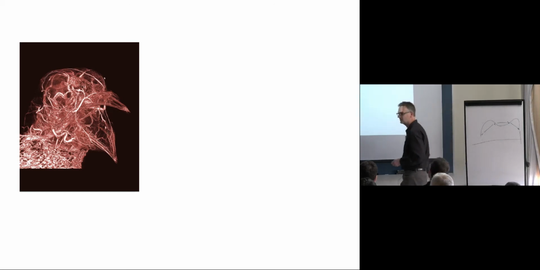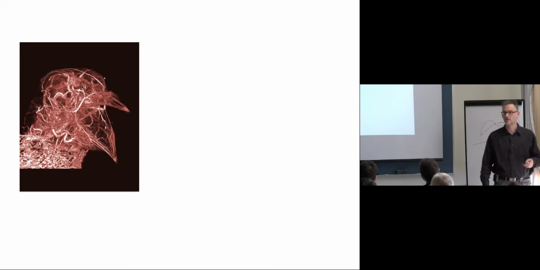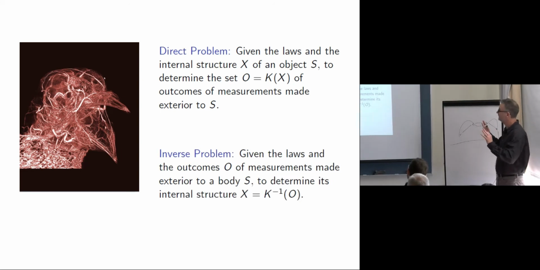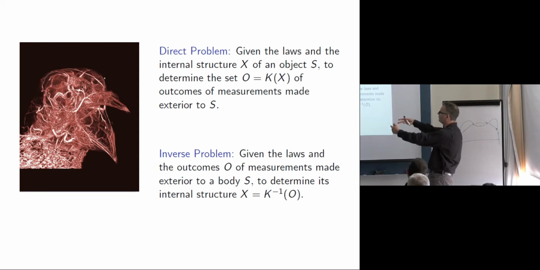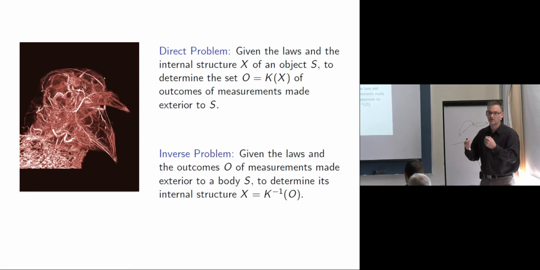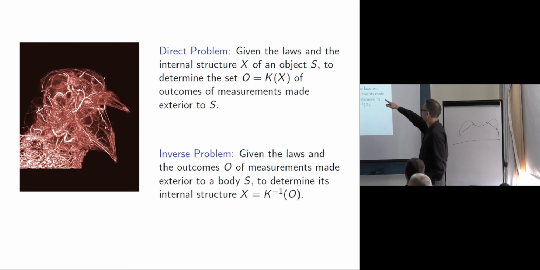Okay. So that's typical of a kind of thing that's done in all medical imaging and much of geophysics and a wide swath of astronomy and astrophysics. We have a distinction between direct problems and inverse problems. Right? In the direct problem, we fix the laws and the internal structure of some object that we're interested in. And then we use the fixed laws and the known internal structure to determine the set of measurements that we would make exterior to the object. So if I tell you, here's Newton's laws, and here's the actual internal structure of the Earth, then you can determine what the gravitational field should be at each point on the Earth's surface. The inverse problem is to go the other way. So given the laws and the outcomes of the measurements made exterior to the body, determine its interior structure.